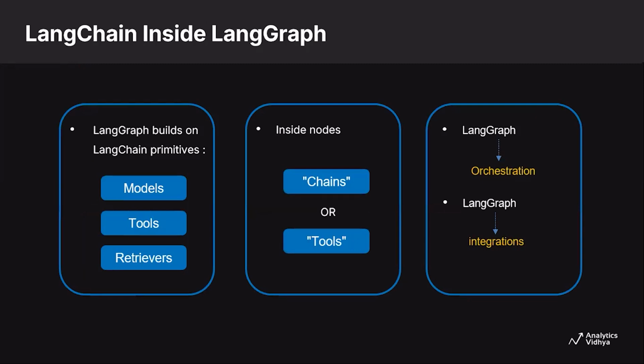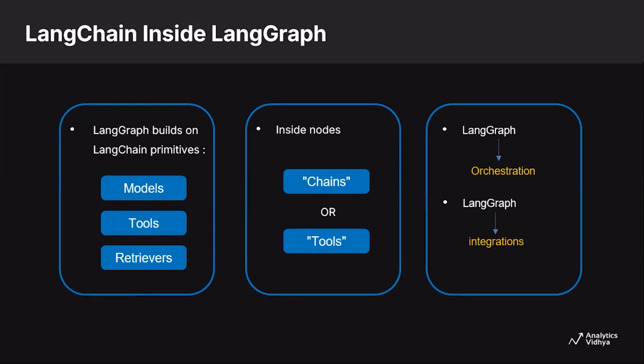In the entire workflow we have discussed previously, LangGraph is built on top of LangChain. LangChain has the primitives like models, tools, and retrievers that are used to define the individual nodes in LangGraph. So inside the nodes, you can have chains or tools.